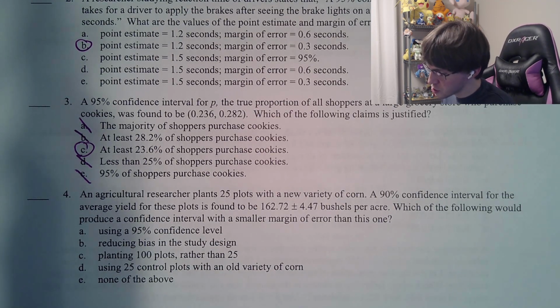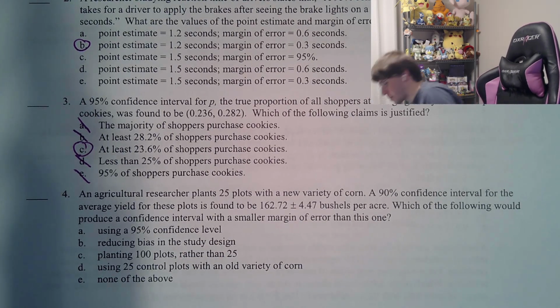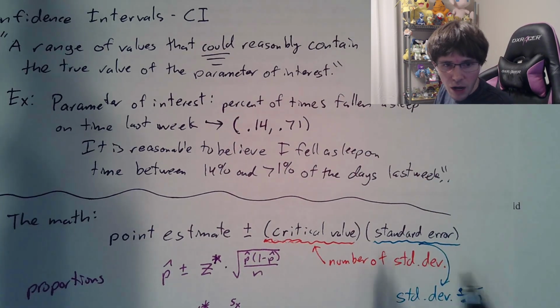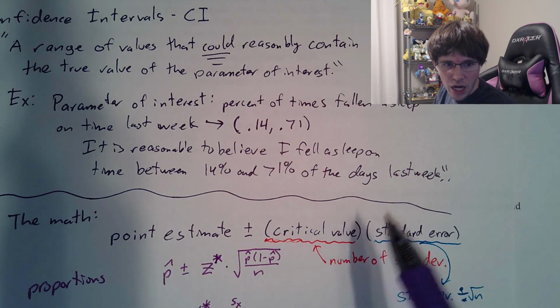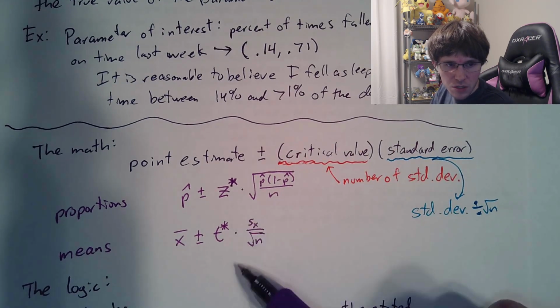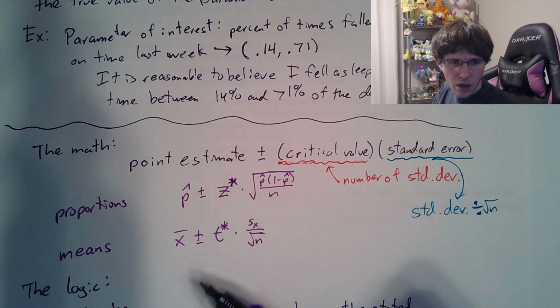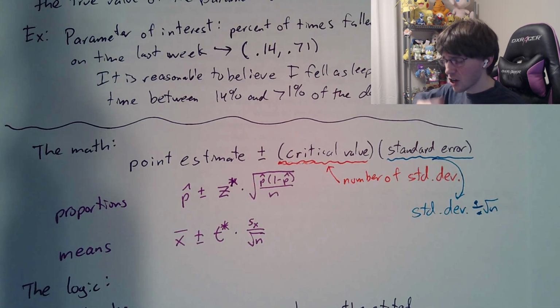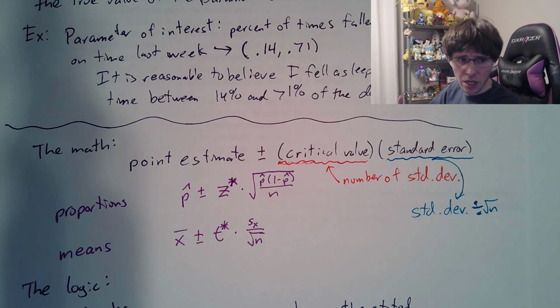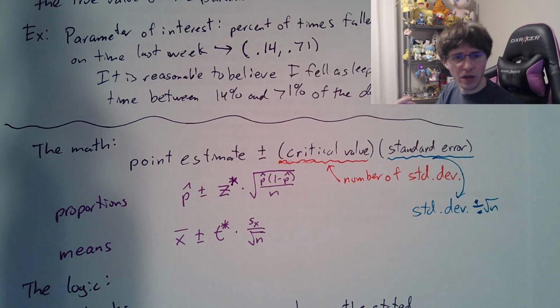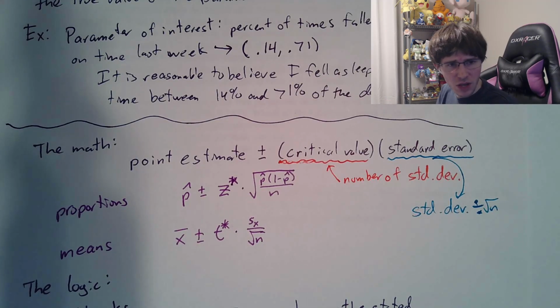So the big, huge idea here is the margin of error is the portion of our formula that is on the outside, the critical value times the standard error. So it's going to be one of these two. Because z star and t star are set in stone, they are going to be determined by the confidence level, the 98%, 95%, whatever it is that you're trying to get, the number of standard deviations.